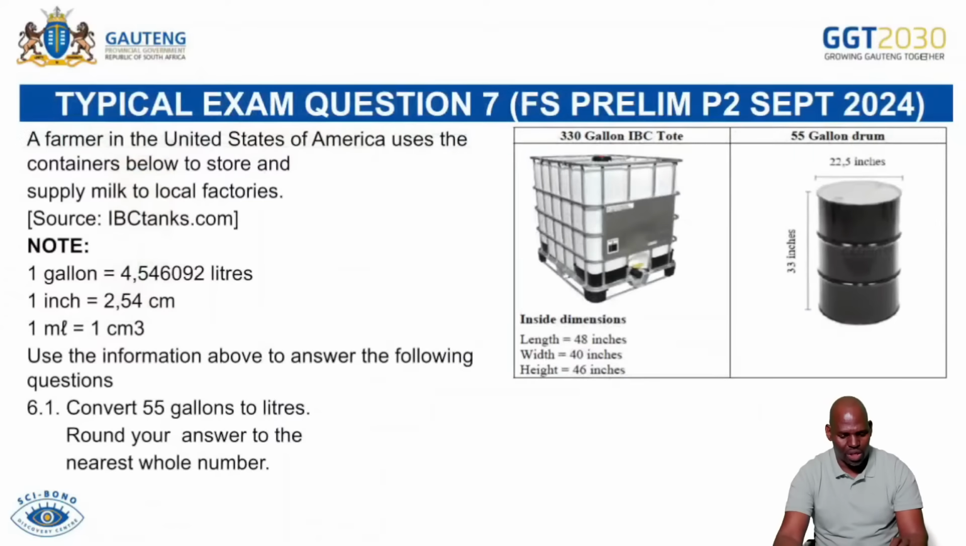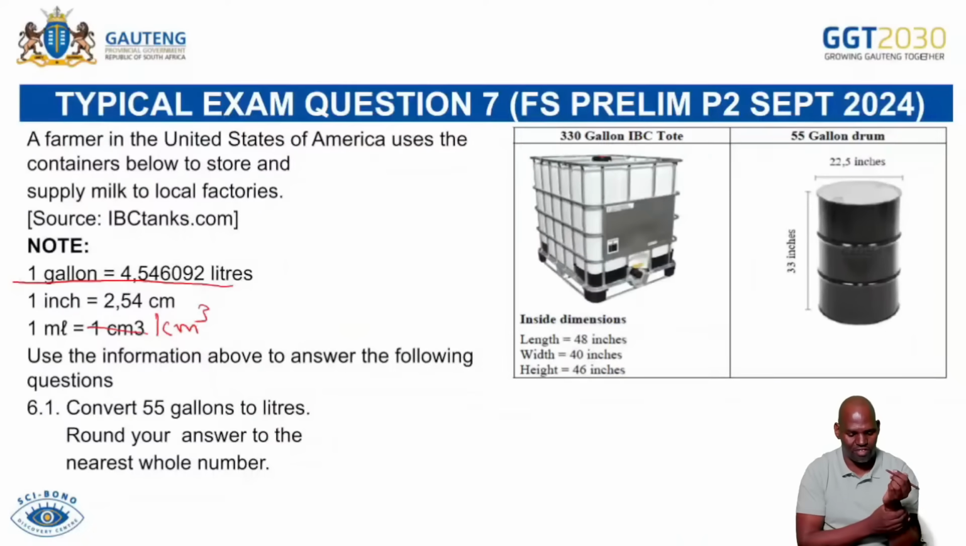A farmer in the United States of America uses the containers below to store and supply milk to local factories. Note: you are given the conversion factor. 1 gallon is equal to 4,546092 liters. 1 inch is equal to 2,54 centimeters. 1 milliliter is again equal to 1 centimeter cubed, similar to the previous one. Use the information above to answer the following question. Convert 55 gallons to liters.